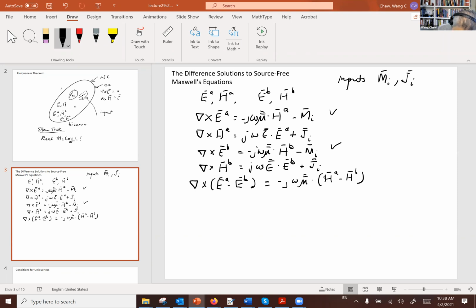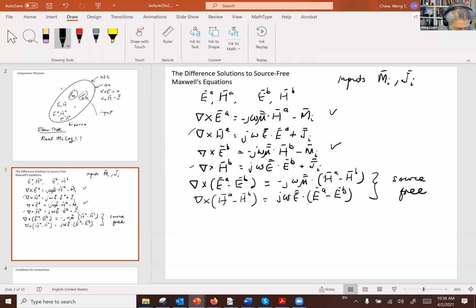So the source is removed. By the same token, I can subtract this equation and this equation. Then I will have curl of H_A minus H_B equal to j omega epsilon dot E_A minus E_B. So you notice that the sources cancel each other. So these two equations are source-free.